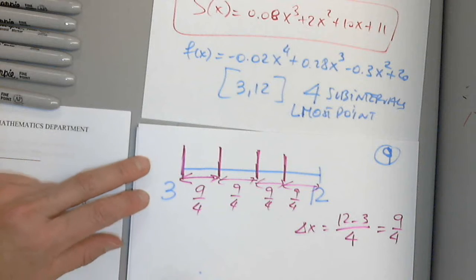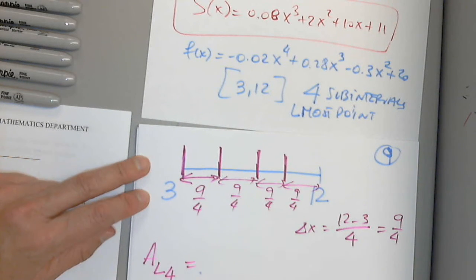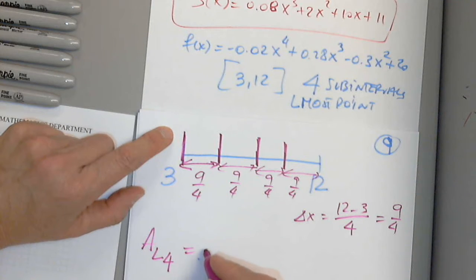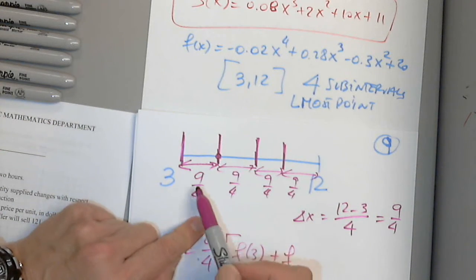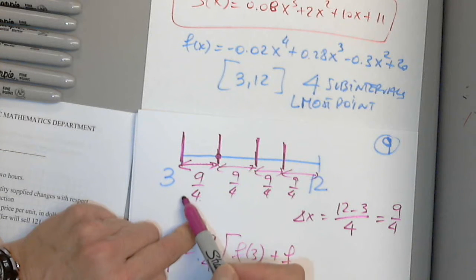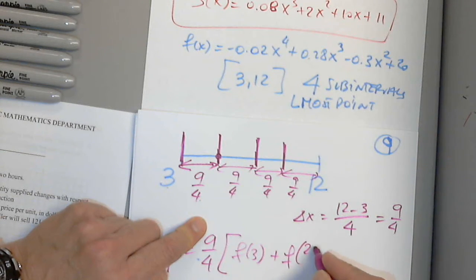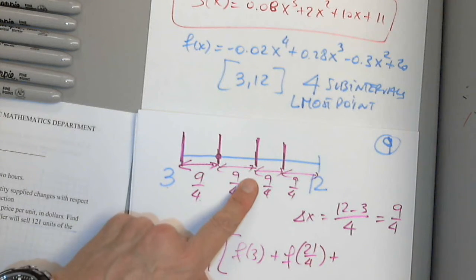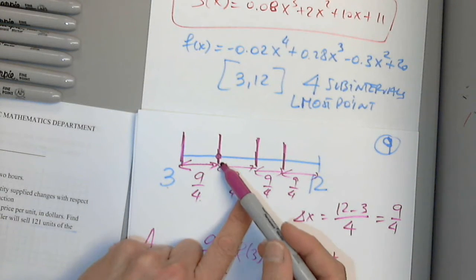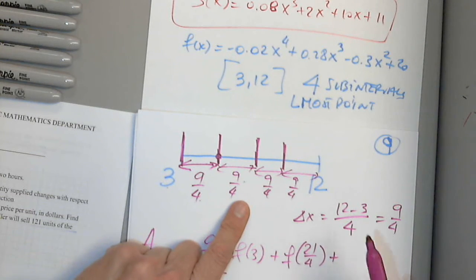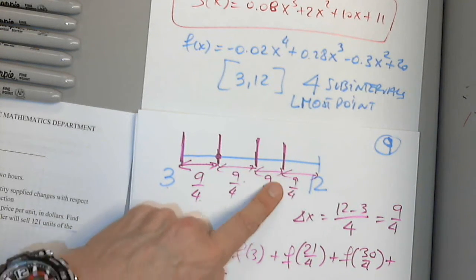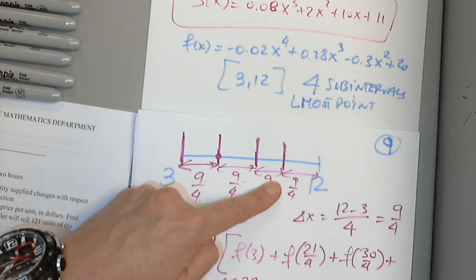So therefore, the area with the left 4 will be 9/4 times f of 3 plus f of this point. But how much is 3 plus 9 over 4? 21 over 4. Plus f of 21 over 4 plus 9 over 4, and that is 30 over 4. You don't have to simplify it. Plus f of 30 over 4 plus 9 over 4, f of 39 over 4.